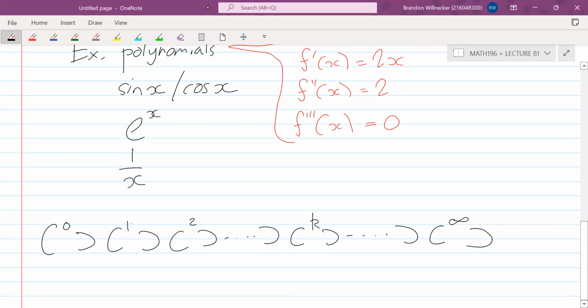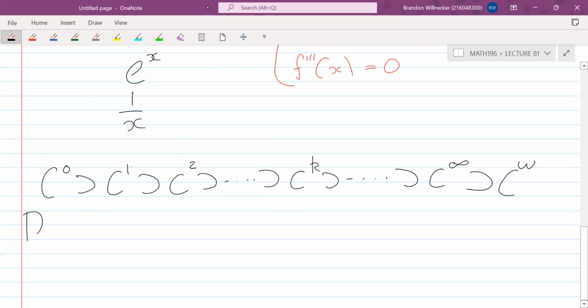The one that we're going to be looking at is the so-called analytic function. That's one step below smooth. We call that C omega. We say that is the set of analytic functions. So what does that mean? Definition.